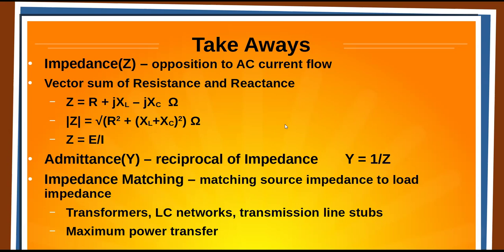Either they're doing it with a pi or T network. If you do it with a transformer, you're using the turns ratio to give you the impedance ratio you want, or transmission line stubs, which sometimes you can use. Which one's the most efficient of those? Which one of those is the most efficient way of doing things? It really depends on what you're trying to match.